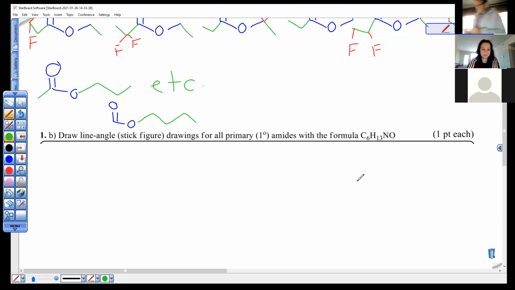Now this one, the next one, let's do it in a separate segment. How's that sound? So you guys think about how many ways can you draw primary amides. If you draw any secondary amides, you don't get credit. Any tertiary amides, you don't get credit. It's gotta be primary amides. And they have to have that formula. And I think it'll be a little more reasonable. We'll be back.